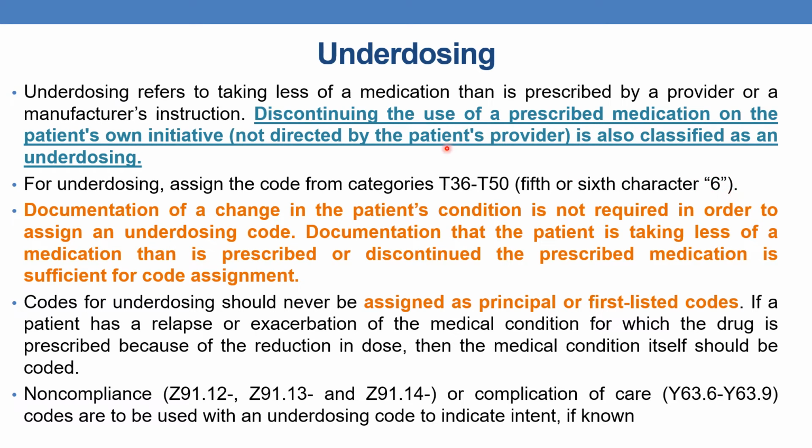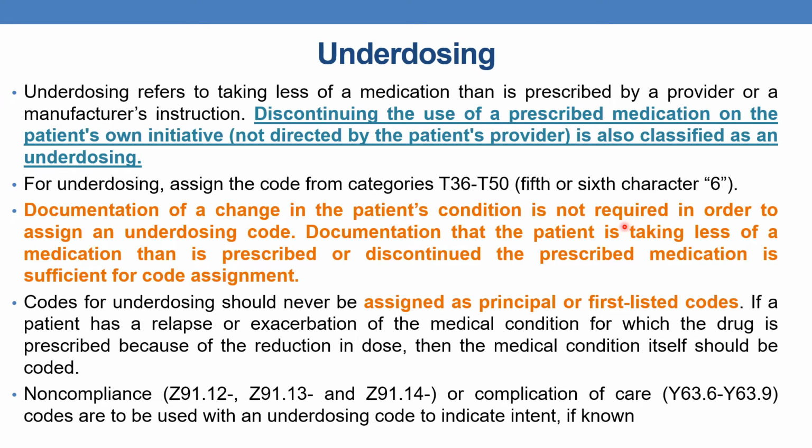This is standard for underdosing. And the recently added new guideline is that documentation of change in the patient's condition is not required in order to assign an underdosing code. For example, in the previous slide, we discussed overdosing of an insulin pump. The patient is suffering from diabetic coma. There is an alteration in the physical state of the patient. But in order to assign an underdosing code, documentation of change in the patient condition is not required.